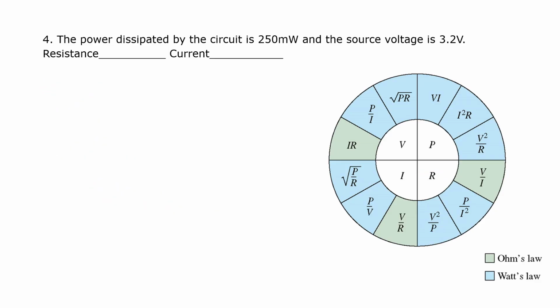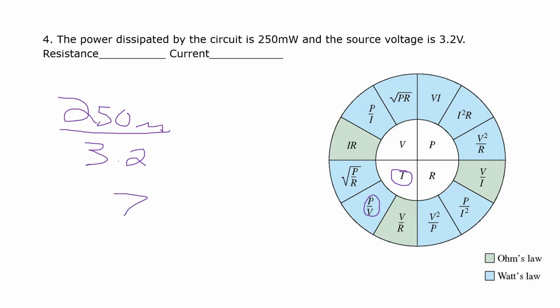Next up is current. So current, and we're looking at power and voltage, which is fairly simple. 250 milli, and then we're going to divide that by 3.2 volts. This one comes up to be 78.125 milli. Again, that's amps. Don't forget my decimal. Decimal wasn't clear.